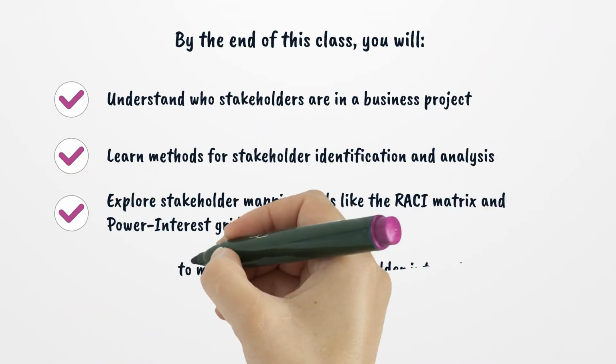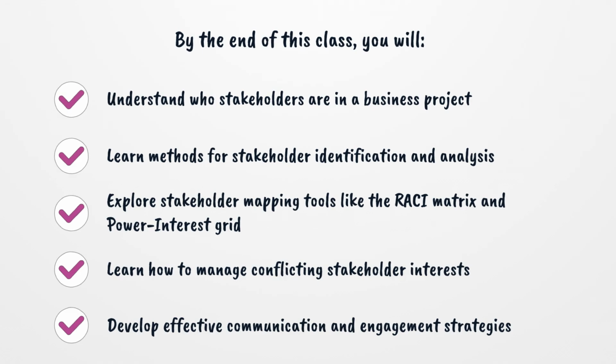By the end of this class, you will understand who stakeholders are in a business project. Learn methods for stakeholder identification and analysis. Explore stakeholder mapping tools like the RACE matrix and Power Interest Grid. Learn how to manage conflicting stakeholder interests. Develop effective communication and engagement strategies.